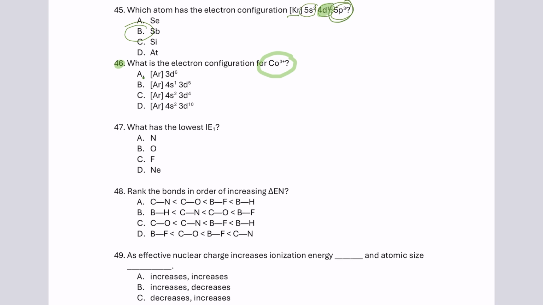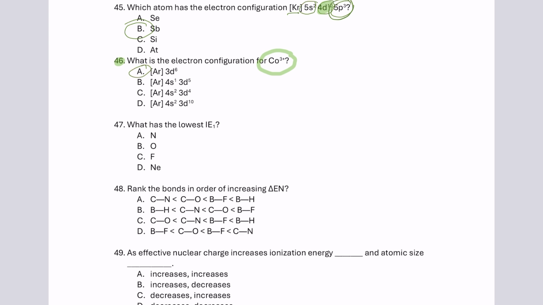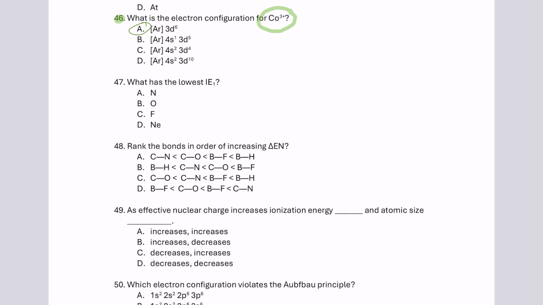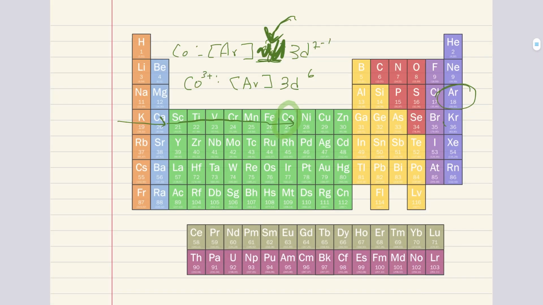So 46 is A. 47 says, what has the lowest first ionization energy: nitrogen, oxygen, fluorine, or neon? Looking at our periodic table, we can find all of those elements in period 2. Here's nitrogen, oxygen, fluorine, and neon.